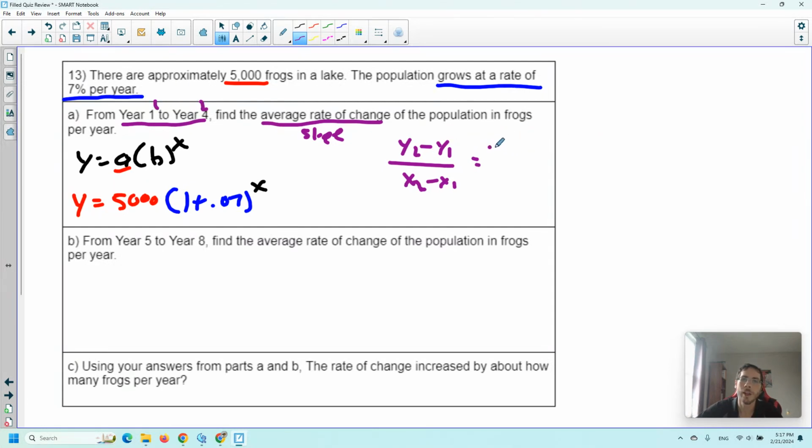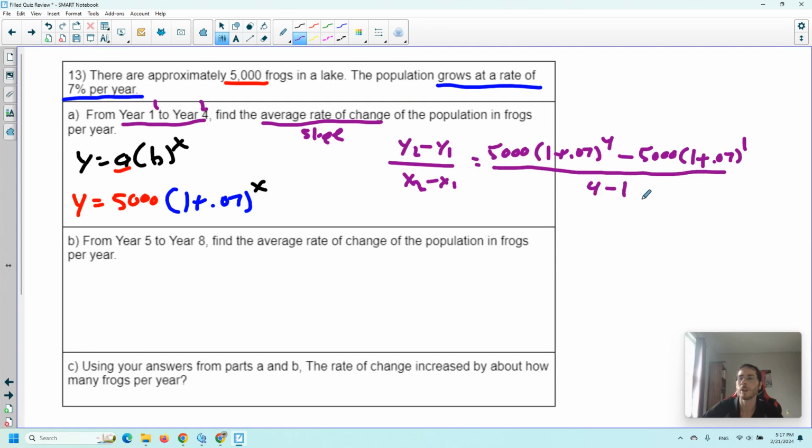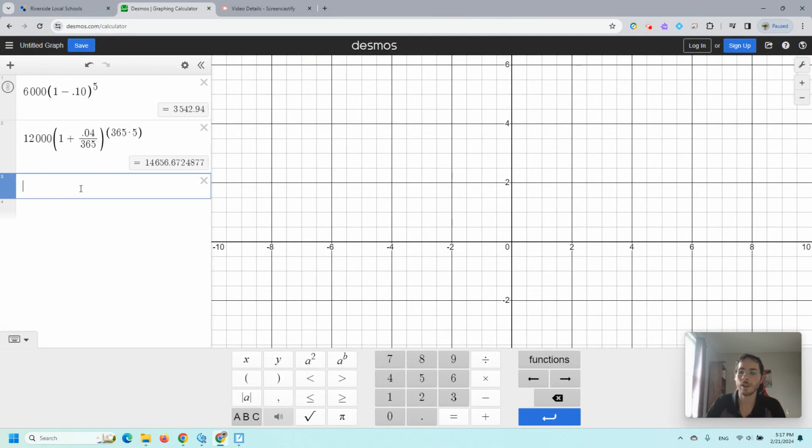So we would plug in our value at 4. So 5,000 times (1 plus 0.07) to the fourth, minus however much we were at 1. So 5,000 times (1 plus 0.07) to the first power, over 4 minus 1. So this is what our calculation is going to have to become. Now, I'm not going to throw this all in at once, just in case I make a little bit of a mistake. It's nice to do each part separately, just to double check to make sure things are reasonable. So always good to do that reasonability check.